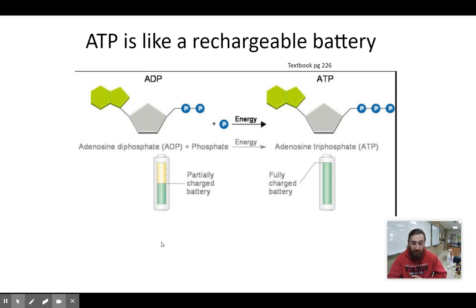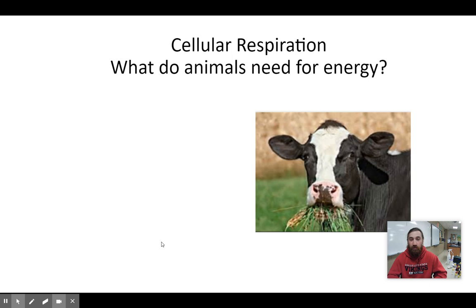Now, with that being said, we're going to go into cellular respiration. So what do animals need for energy? What do we eat? Like, how do we get energy? How do cows get energy? How do other animals get energy? Take a second and think about it. Now, if your answer was that we have to eat food, or we have to eat carbohydrates, or we have to eat proteins, or we have to eat lipids, that's great. Okay? We have to eat organic molecules to get them in our body.